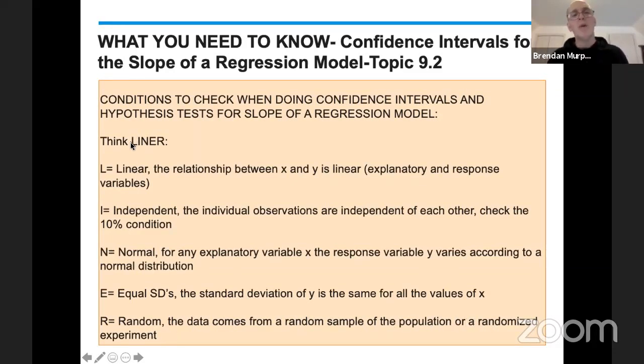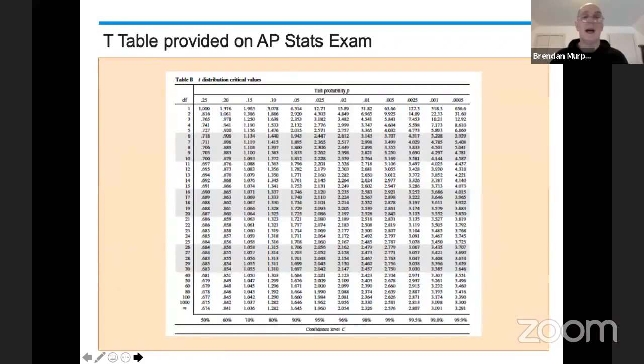So when we're doing these problems, confidence intervals and hypothesis tests, we do need to check for conditions and list any assumptions. And so you want to think about this LINER, okay? And you want to think about these 5 things to talk about when you're checking your conditions. And again, if these conditions aren't met, then the results that we get just aren't applicable.